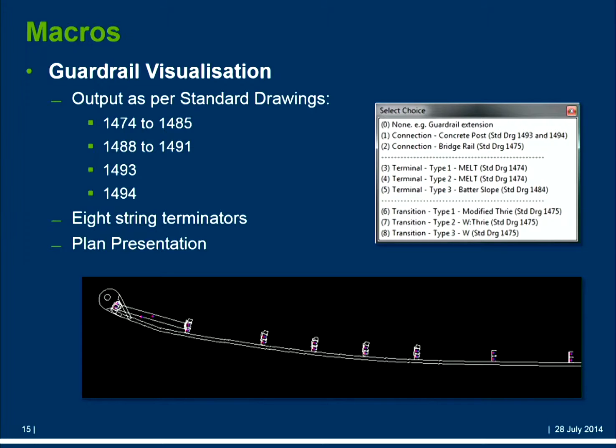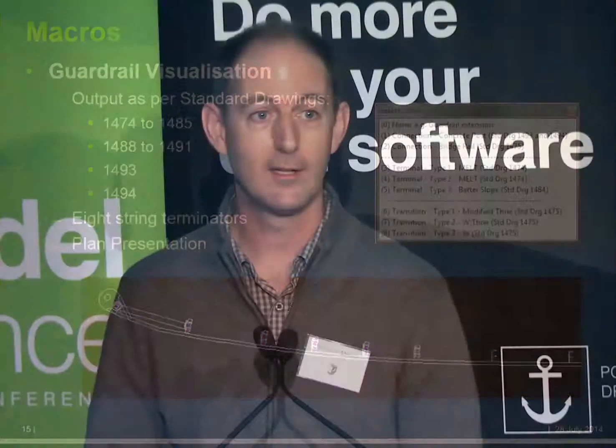And we've got the melts and batter slope, and we get a plan presentation that actually looks like the guardrail might look if you're looking down on it. So we've got the terminal end, we've got the posts all turned around the right way and spaced correctly, and of the right type as well.